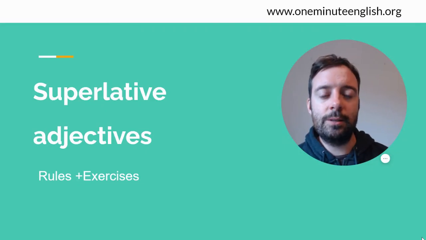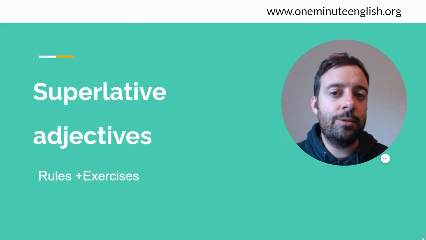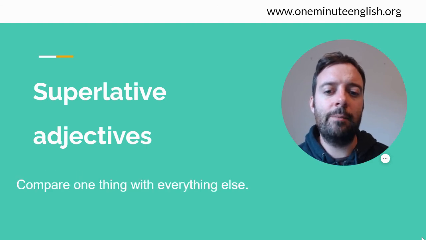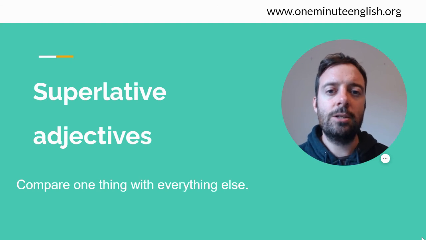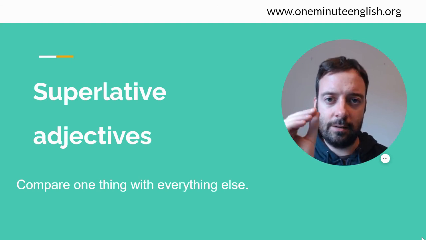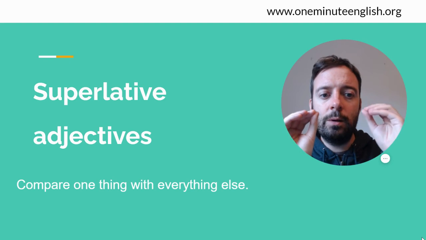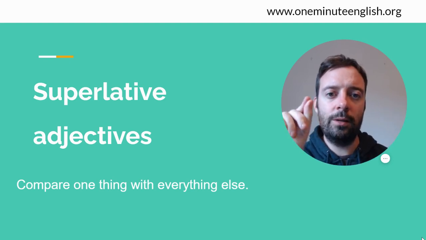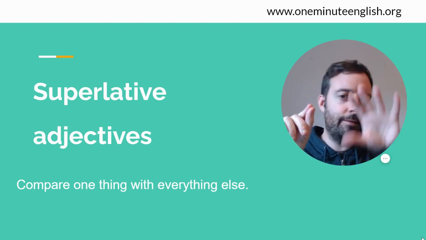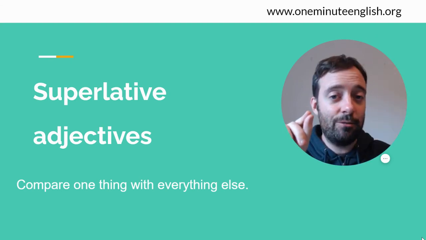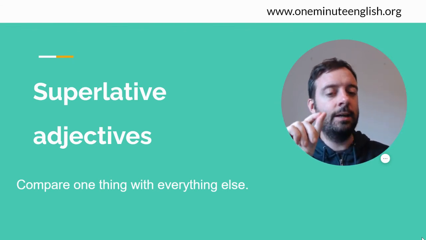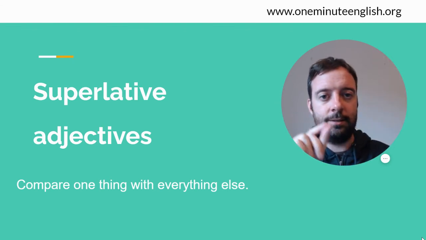So in this video, we're going to talk about the rules and also do some exercises, okay? So let's just remember a little bit about superlative and comparative adjectives. Comparative adjectives compare one thing with another thing, okay? But superlative adjectives compare one thing with all the rest of the things, in that group, or it could be in the world, right? This one thing and all of the rest of the things.